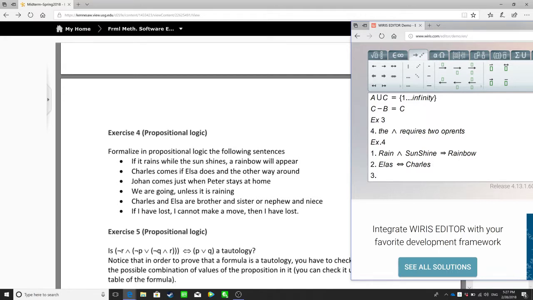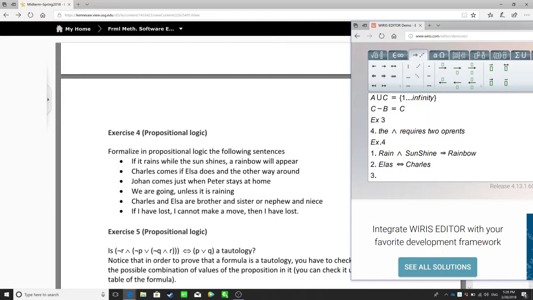Number 3. John comes just when Peter stays at home. Just when. Can we say that's the only? Do you feel that just when here? John comes just when Peter stays at home.